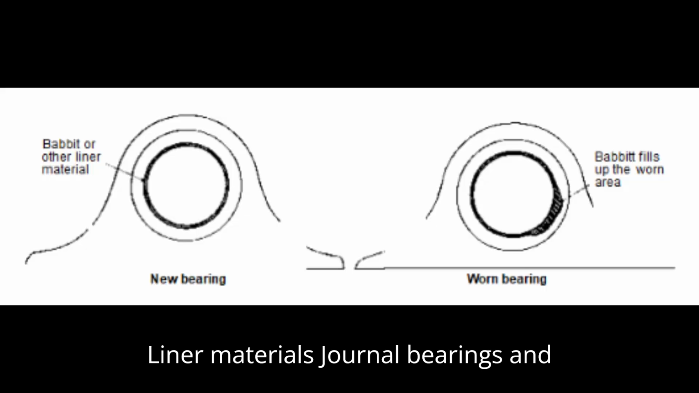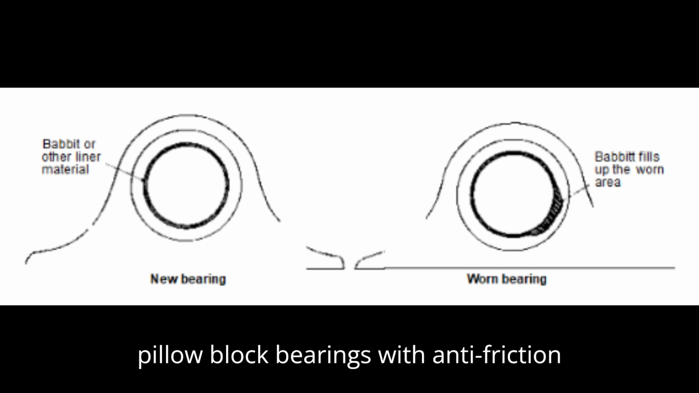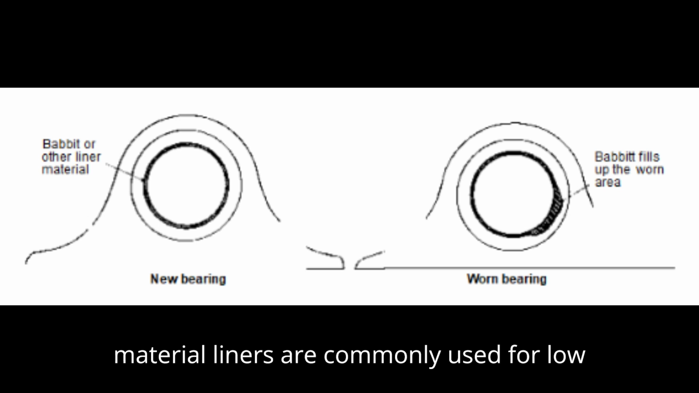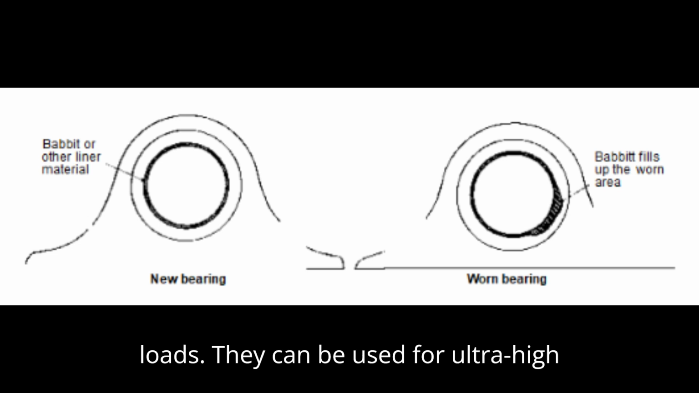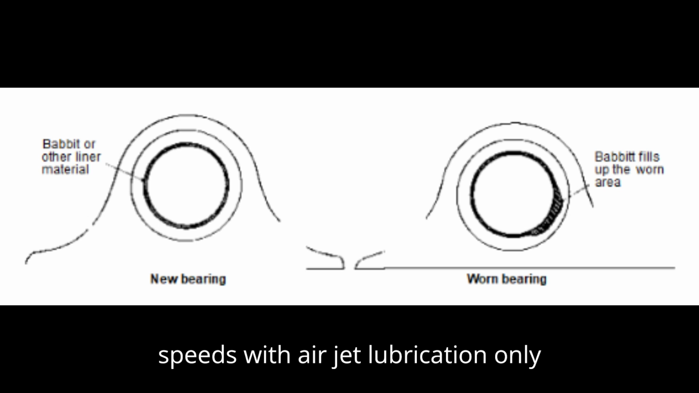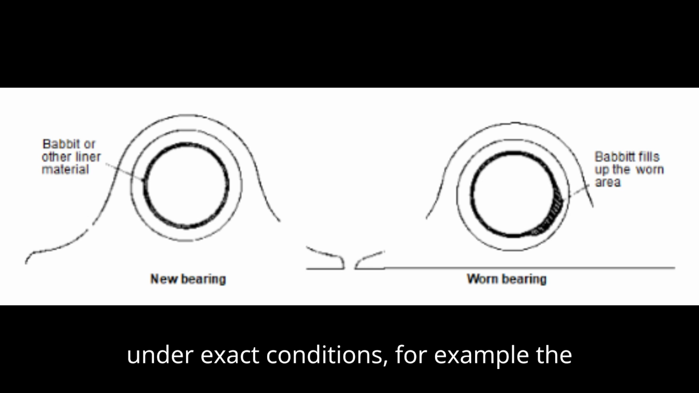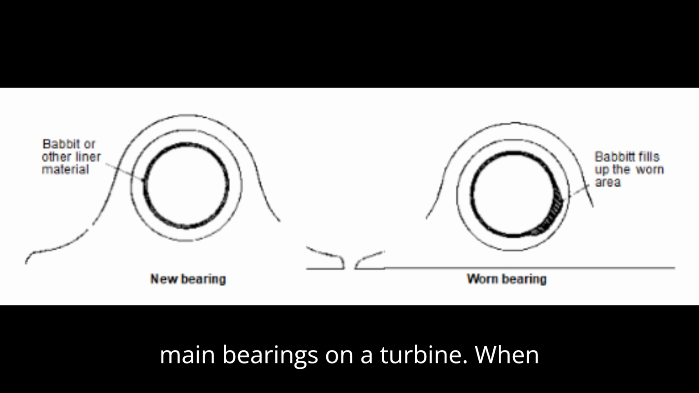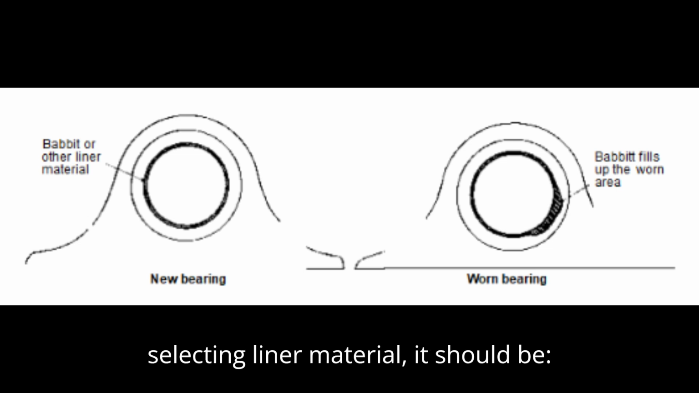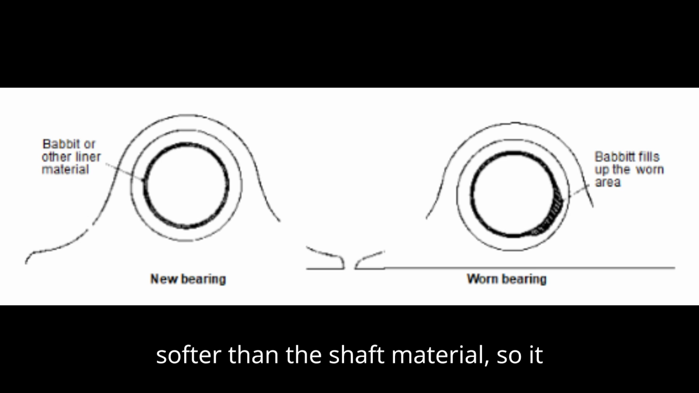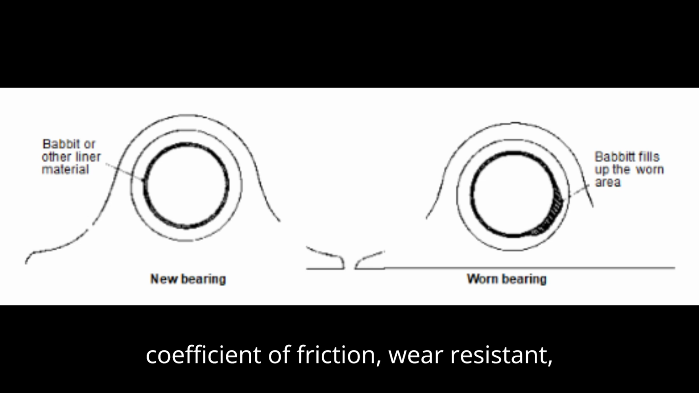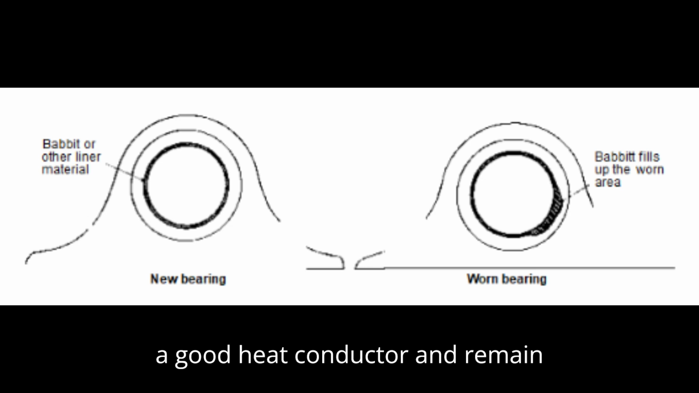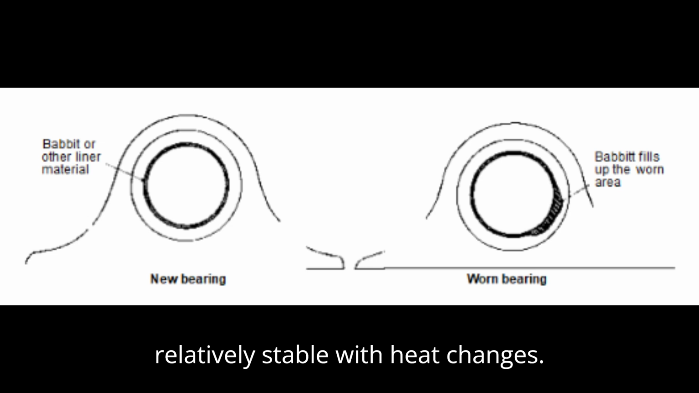Liner materials. Journal bearings and pillow block bearings with anti-friction material liners are commonly used for low to medium speed and for light to heavy loads. They can be used for ultra-high speeds with air-jet lubrication only under exact conditions, for example the main bearings on a turbine. When selecting liner material, it should be softer than the shaft material, so it deforms slightly under heavy loads. It should be of low coefficient of friction, wear resistant, a good heat conductor, and remain relatively stable with heat changes.